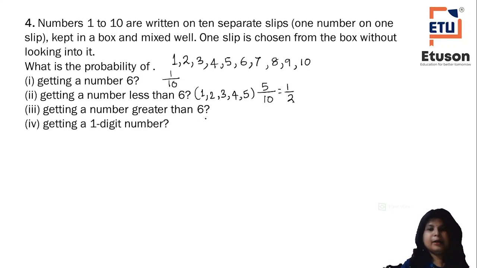Getting a number greater than 6. Now list out the numbers which are greater than 6. It is 7, 8, 9 and 10. So how many outcomes do you have? 4.